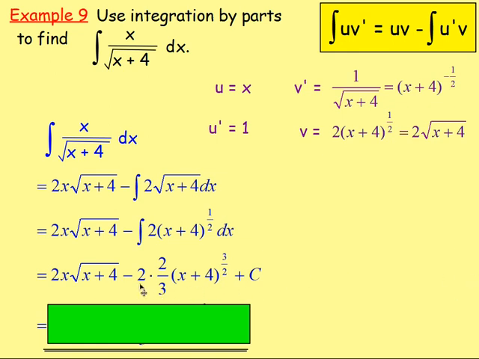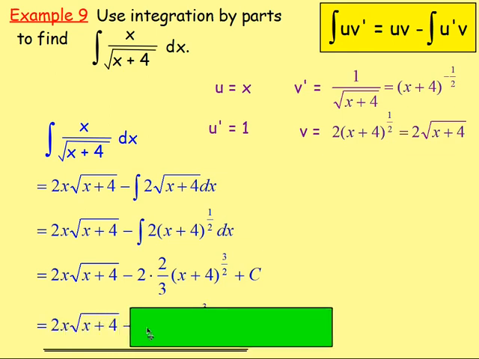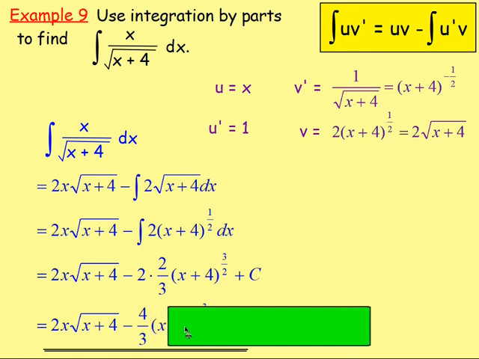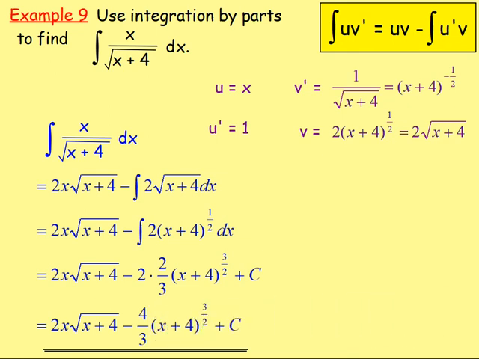And from there you can simplify that. So we've got 2x root x plus 4. Take away 2 times 2 is 4, so it's 4/3 times by the x plus 4 to the power of 3/2. And again, it's plus c.